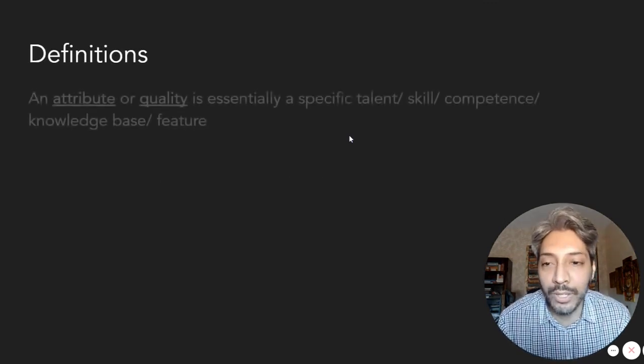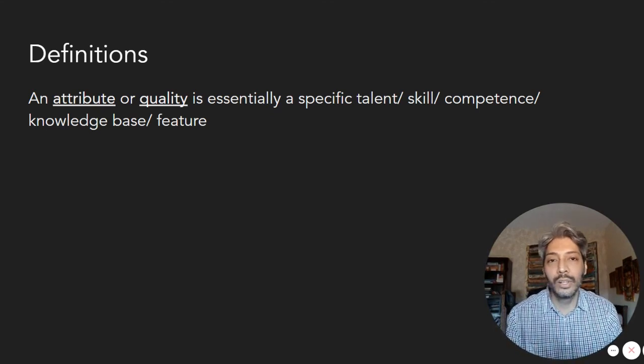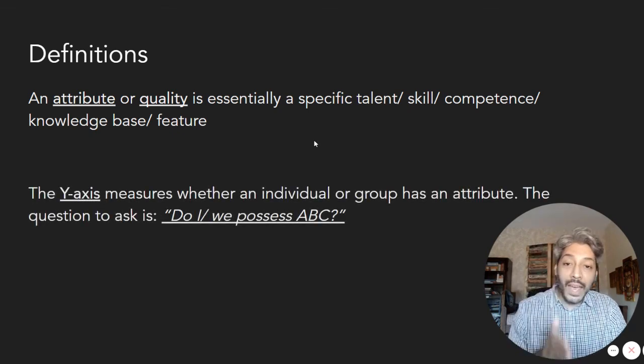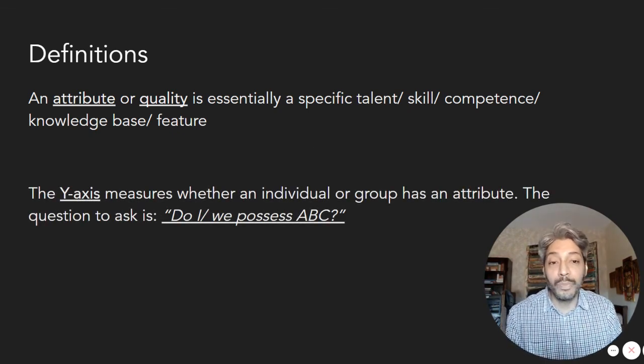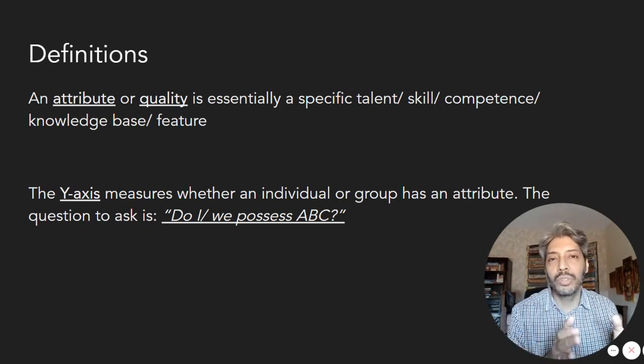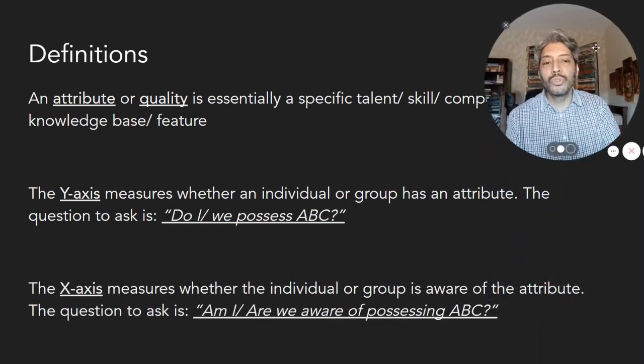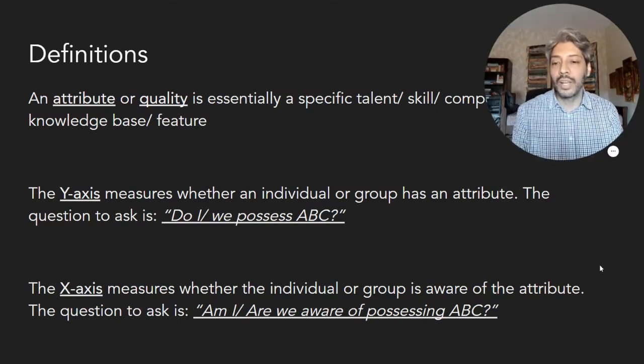So definitions. An attribute or quality is essentially a specific talent, skill, competence, knowledge base, or feature. Now, this could be something that you as an individual possess, or which your organization or your product possesses, right? The y axis measures whether an individual or a group has an attribute. So the question that we will always ask is, do we possess ABC? The x-axis measures whether the individual or group is aware of these attributes. So the question to ask is, am I or are we aware of possessing ABC?